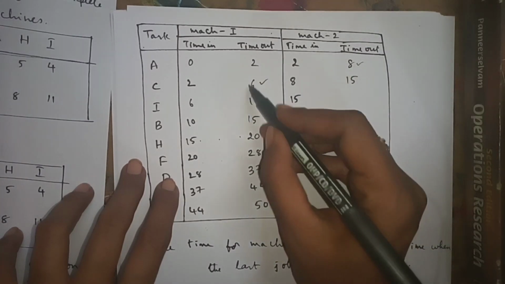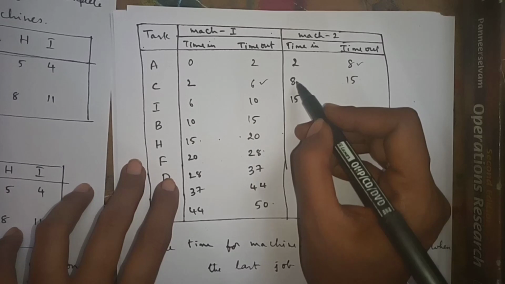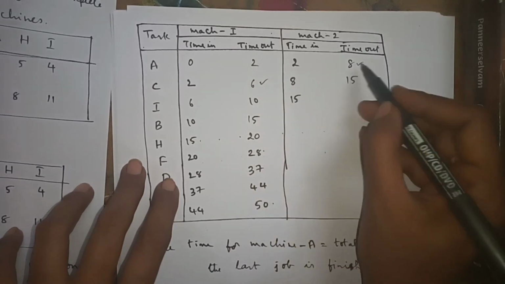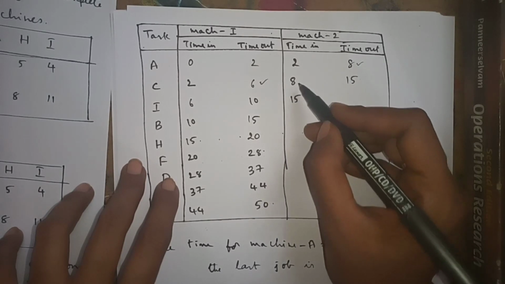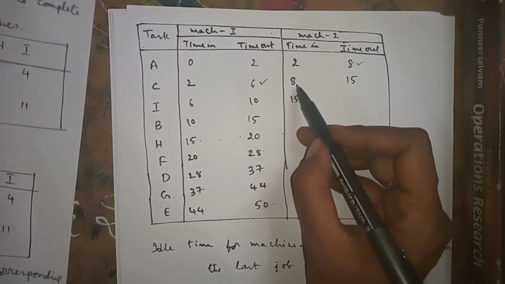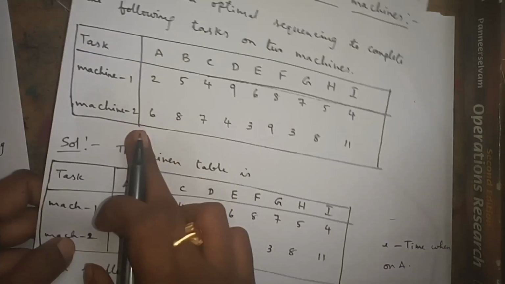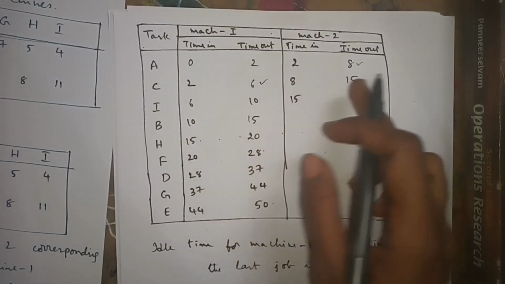Suppose 10 is there, then you have to write 10 here. You have to observe this and this very carefully. Which one is maximum? 8 is there. That's why I wrote 8 here. Now for 8 plus, for C machine 2, how much is there? 7. 8 plus 7 is 15.